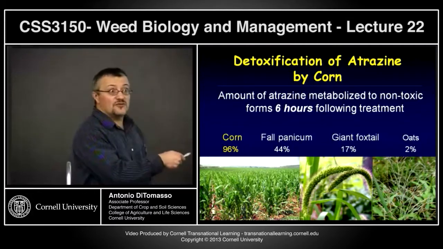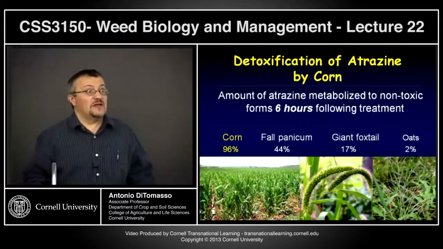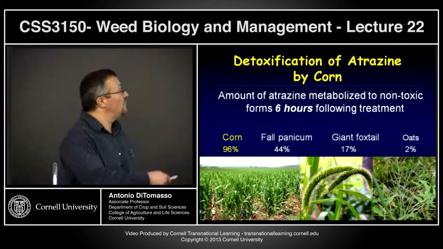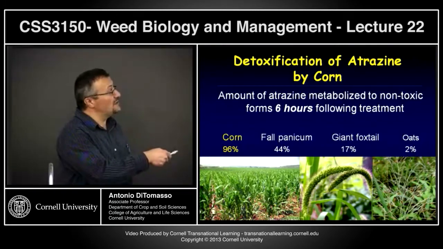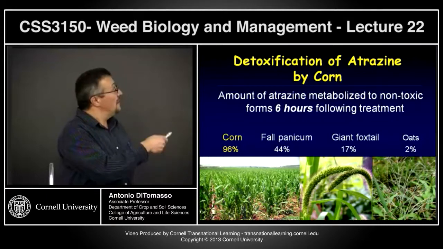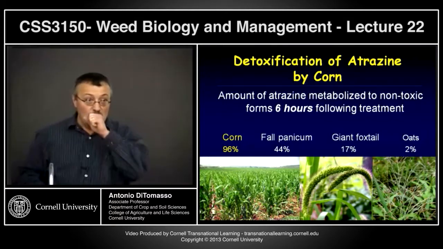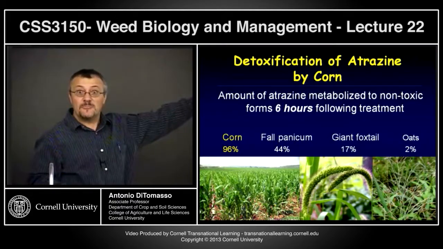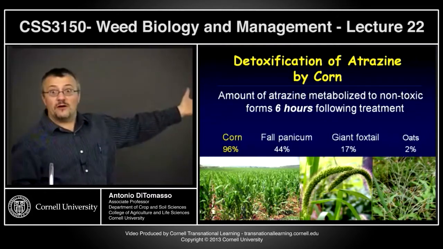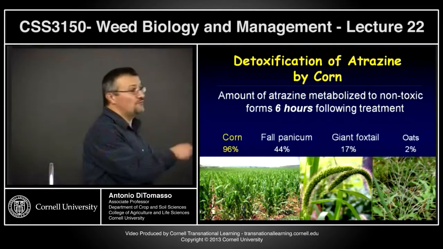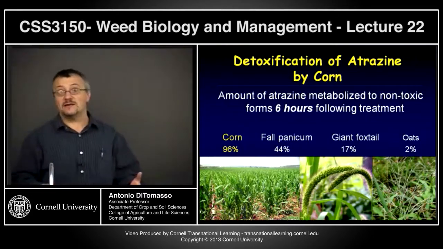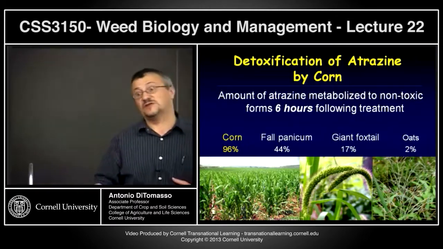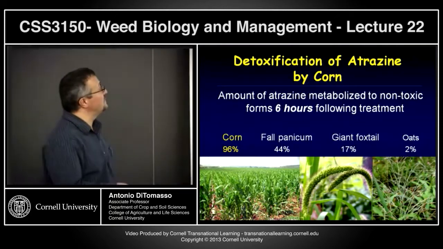But look at some of these other grasses. That's why it does have some activity on grass. Of course, soybean gets hammered. That's why we have residual issues. But fall panicum, it's only 44%. Giant foxtail and oats, 2%. That's why with atrazine, you wouldn't put it on oats. Again, grasses, monocots. You don't even have to look at broadleaf weeds. So what is it about corn that allows it to break down atrazine so quickly and makes this herbicide so valuable, apart from the issues that we're seeing with triazine resistance?